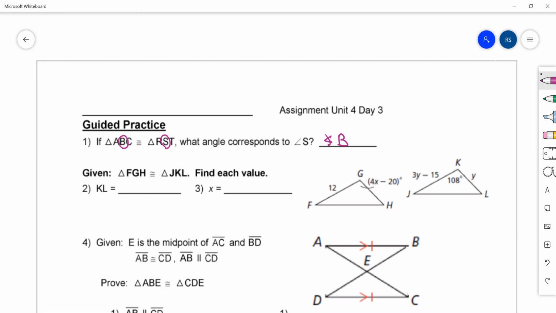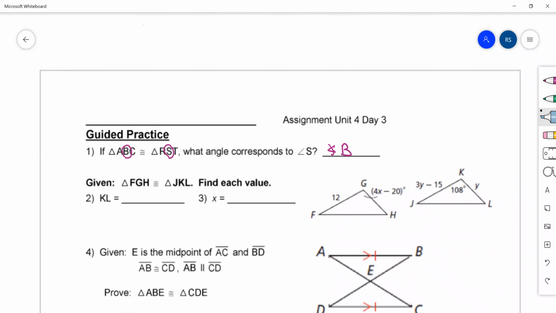Okay, they tell us triangle FGH is congruent to triangle JKL. Find each value. So for 2, they ask us to find KL. Well, here's KL right here. Now, which one goes with KL? There's KL there. So GH is what goes with KL.